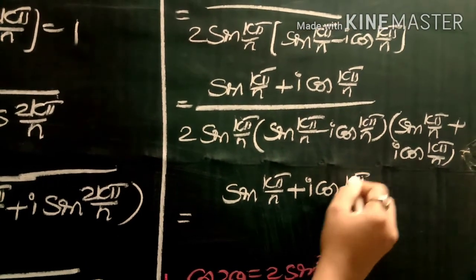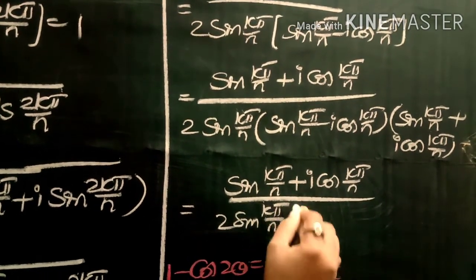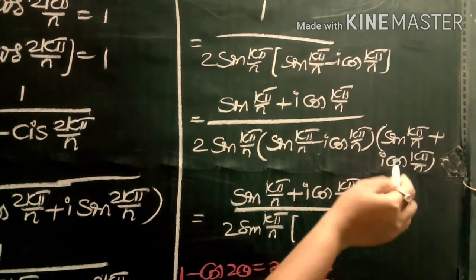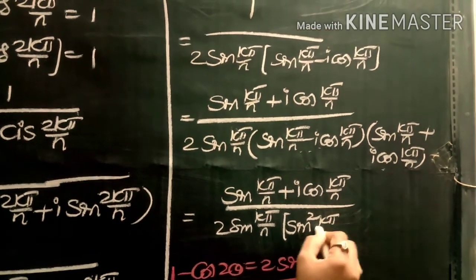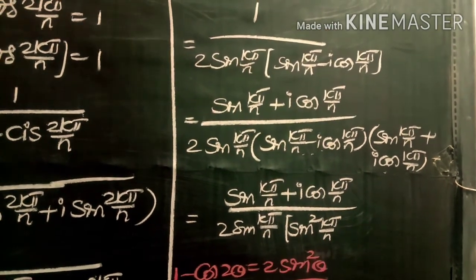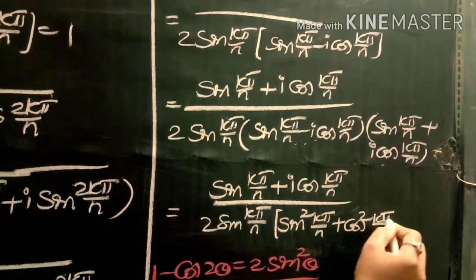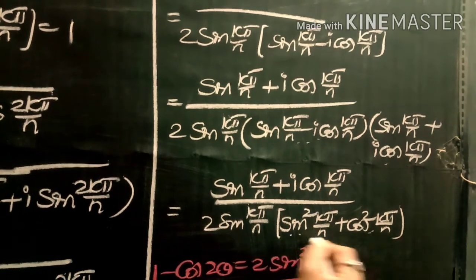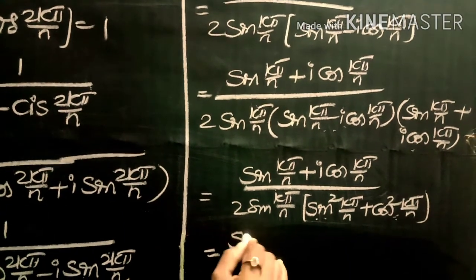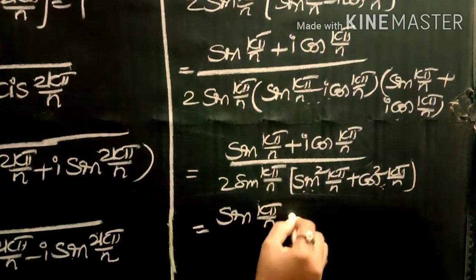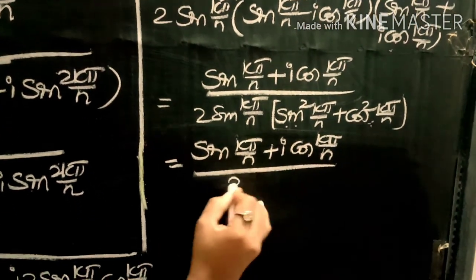Whole by 2 sin k pi by n into, this is a plus b into a minus b form, which is a square minus b square, that is sin square k pi by n minus i square cos square k pi by n, that is plus cos square k pi by n. And this value equals 1, the sin square theta plus cos square theta form. Now this value equals 1, so the remaining value is sin k pi by n plus i cos k pi by n whole by 2 sin k pi by n.